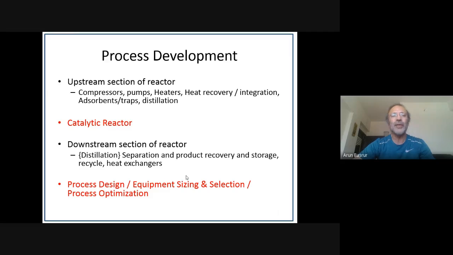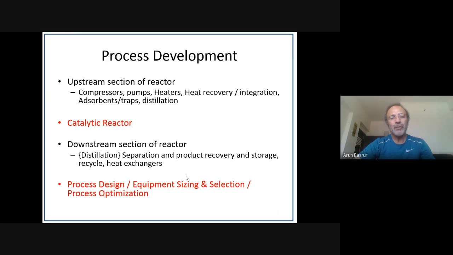It will consist of compressors, pumps, heaters, heat recovery or integration for energy savings. It will also contain adsorbents or traps to remove poisons, potential poisons. It may also contain a distillation section to remove those components which are not useful in the process, that is components in the feed. Then comes the catalytic reactor, where the actual reaction takes place.